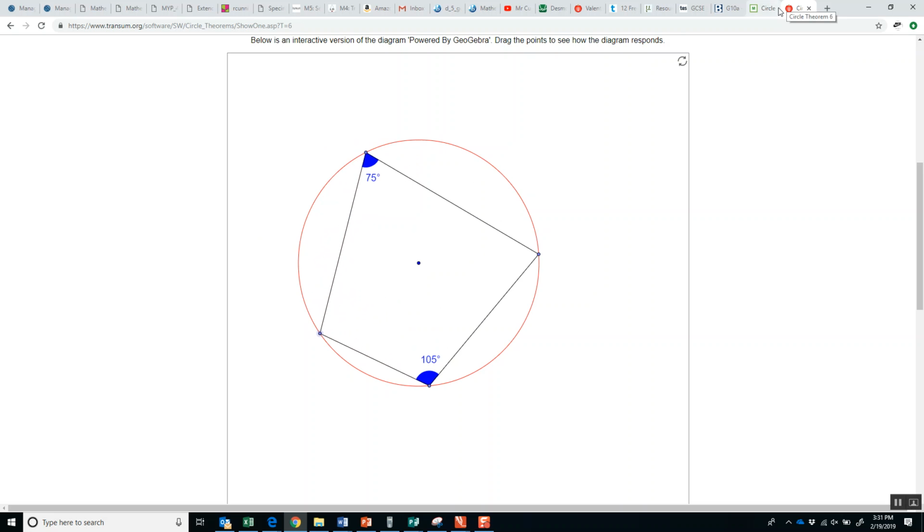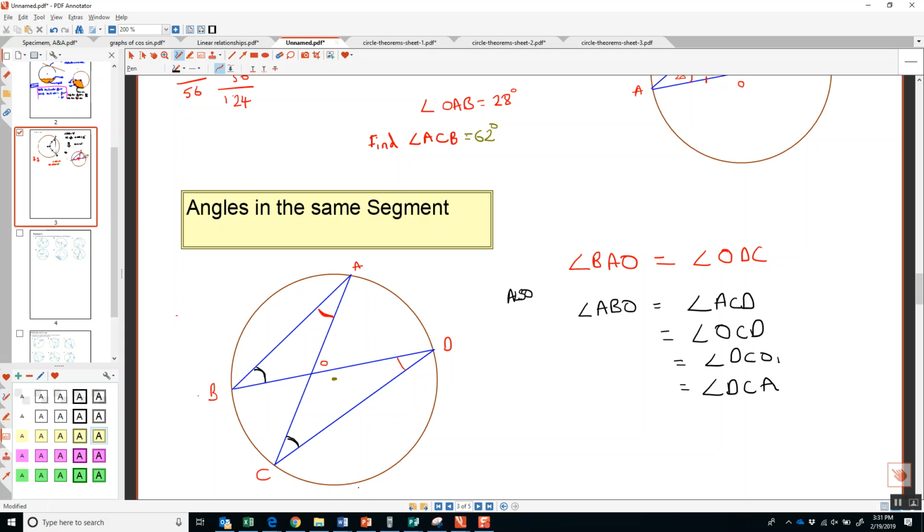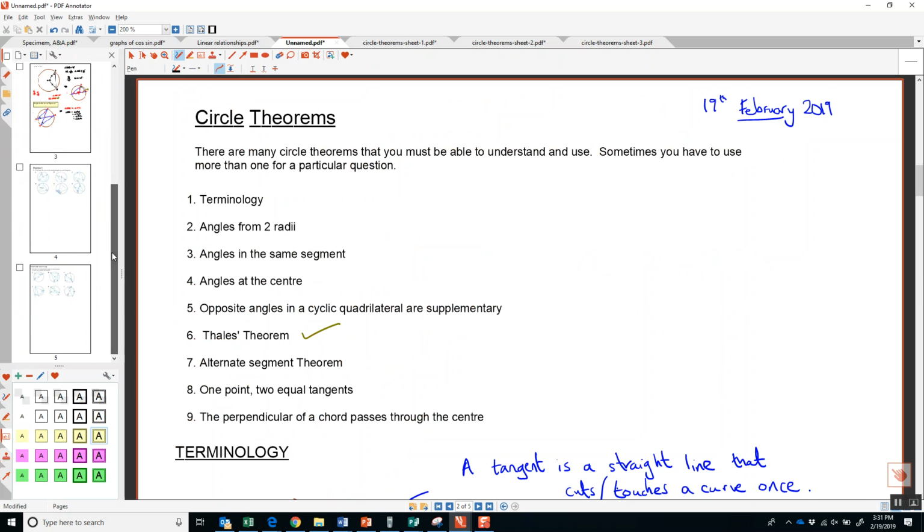Cool. Good. So that's some transom circle theorems. You can have a look at it. Oh, let's go back to here. So that's angles in the same segment. Sorry, I want to kind of rattle through a few of these so then I can at least give you some to practice. Angles at the center.